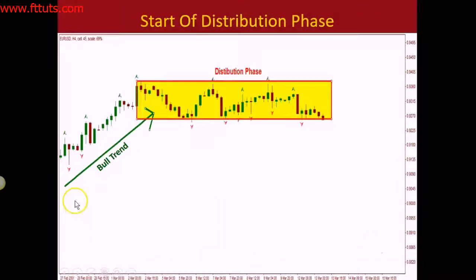All right. So with that bull market, the bull trend must end somewhere. So where it starts to end becomes your distribution phase, where we have more sellers jumping into the market.